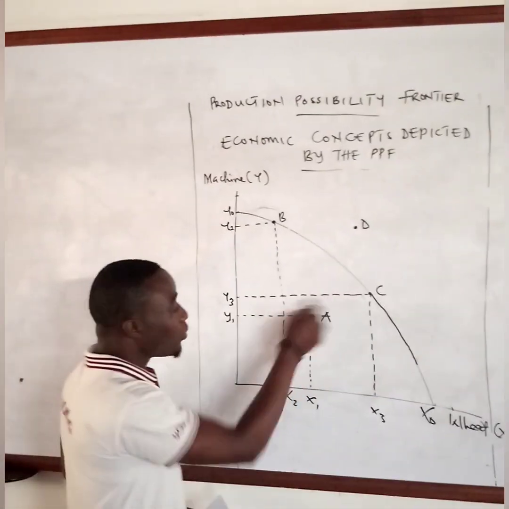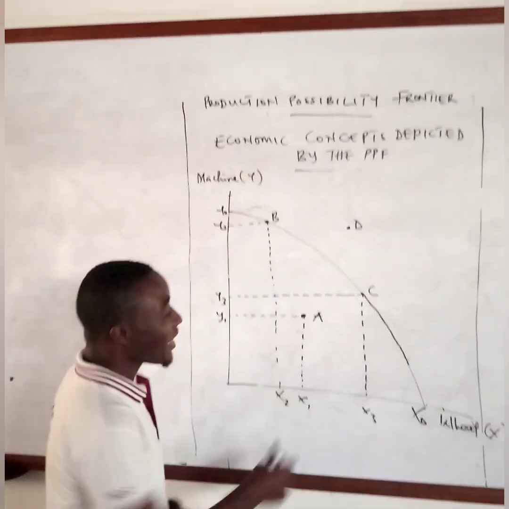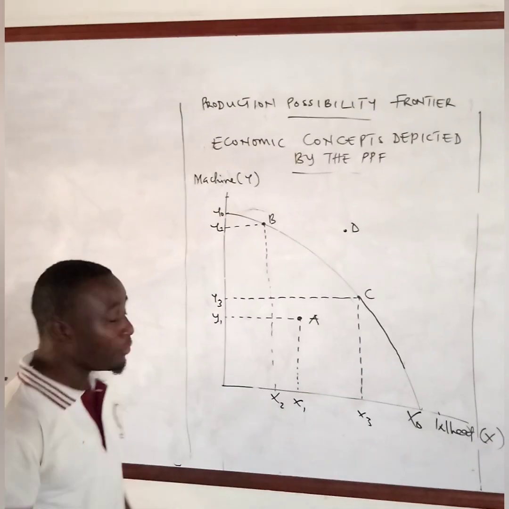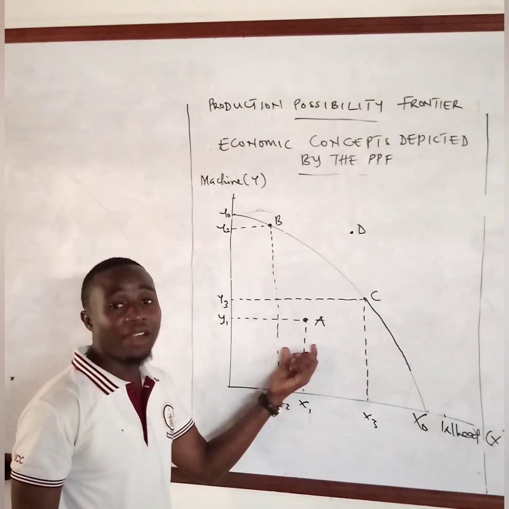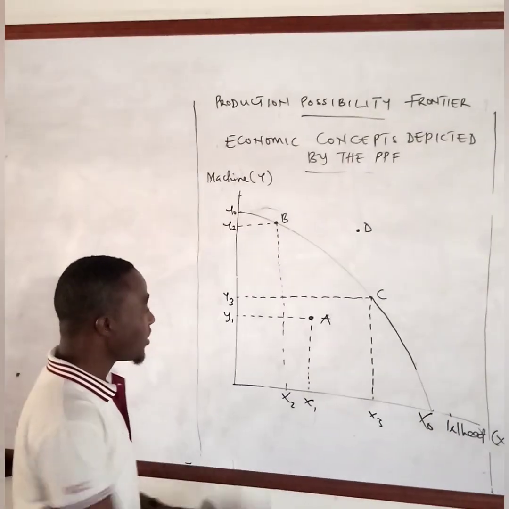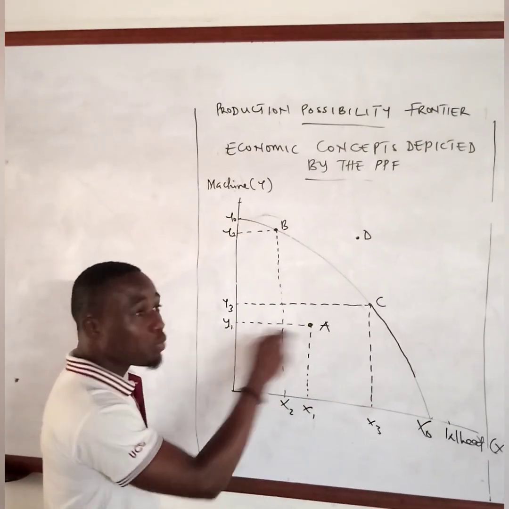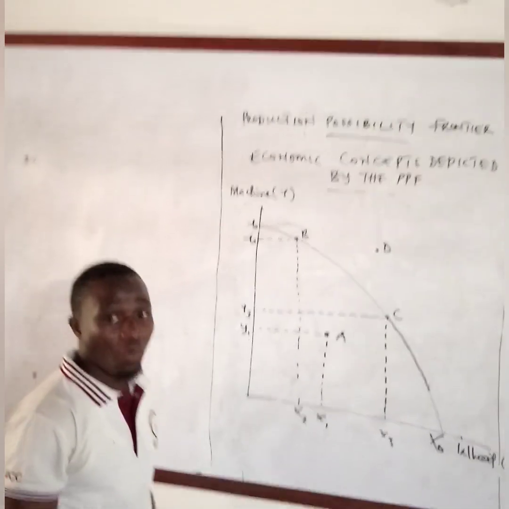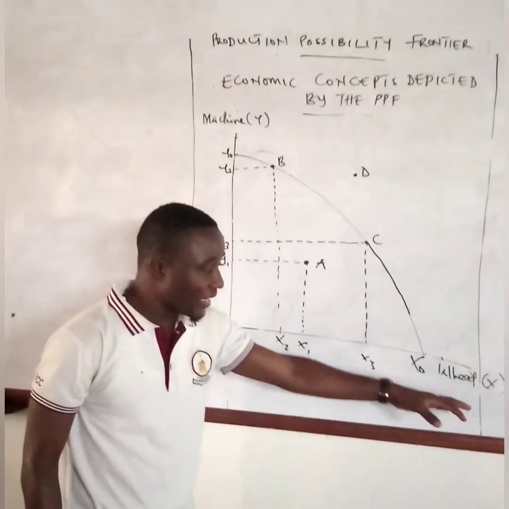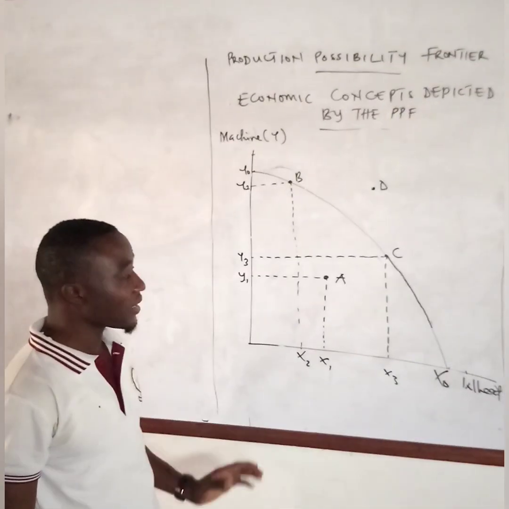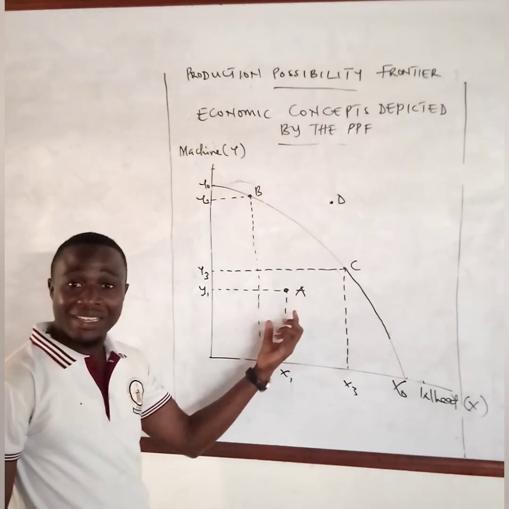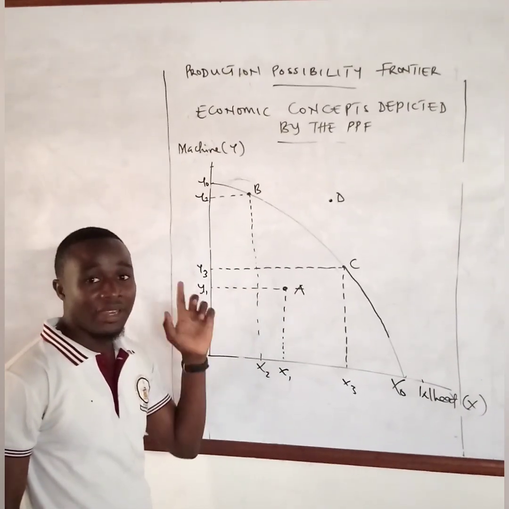So when you come to point A here, you see that it is not on the PPF, showing that it is inefficient because all resources are not utilized here. If you put in more resources, you should have been increasing the amount of good X and Y that you have produced. So the X here is wheat, and the Y here is machine. So point A is attainable, but it is undesirable and inefficient.